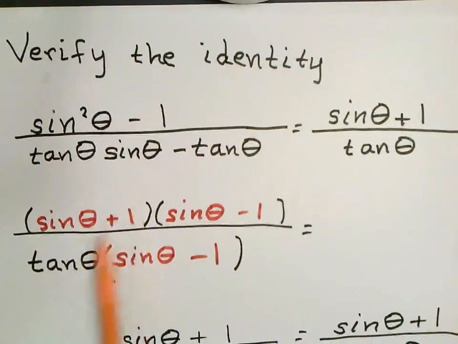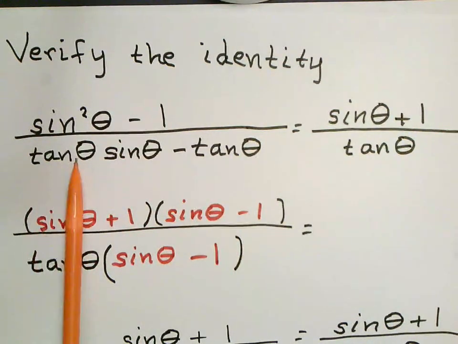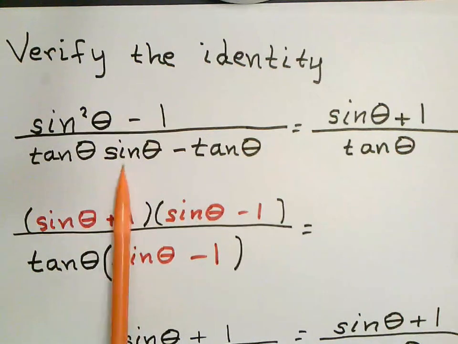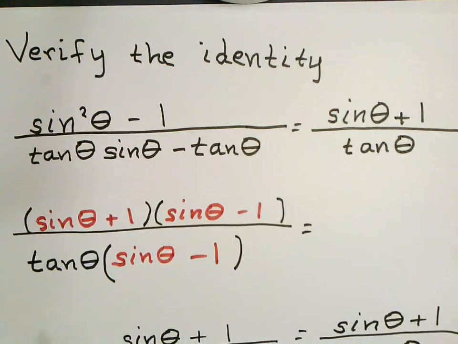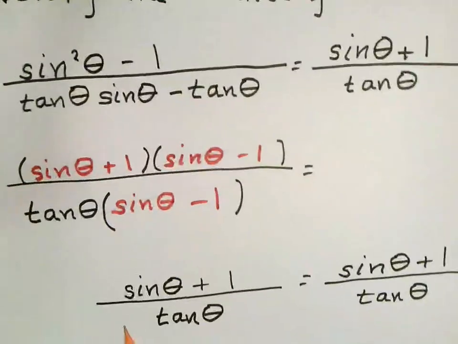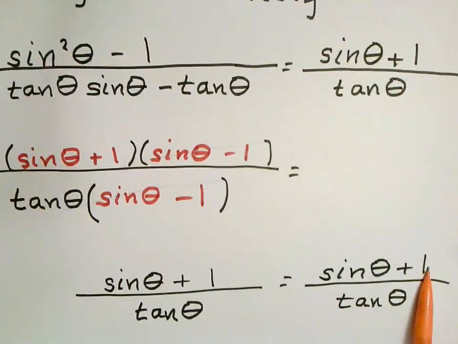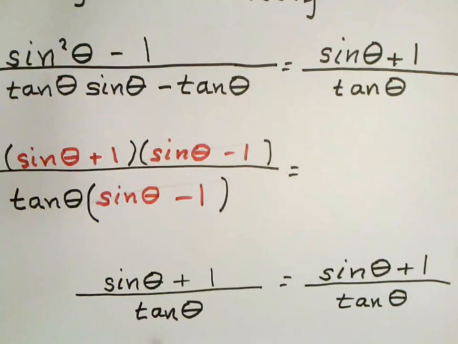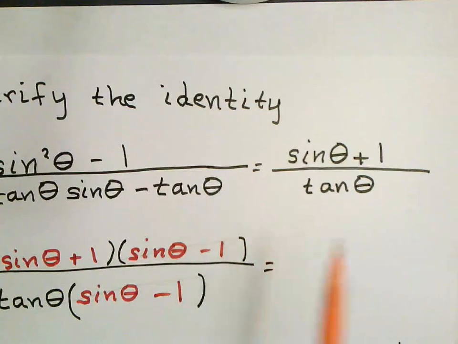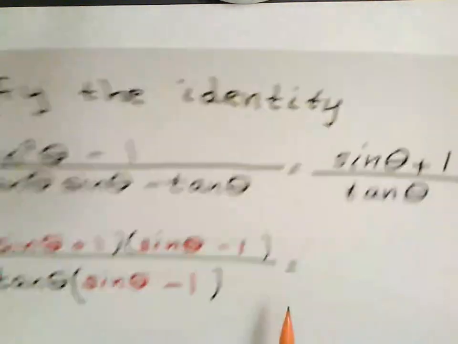Then in the denominator, I'm going to factor out the tan of theta from each of these two terms. So when I factor out the tan of theta, I'm left with, in the parentheses, sine of theta minus 1. And I always go back and check when you're factoring, check by using the distributive property. Now, notice that the sine of theta minus 1 and the sine of theta minus 1 cancel out. So what I'm left with is sine of theta plus 1 over tan of theta equals sine of theta plus 1 over tan of theta. And we have proved that the left-hand side is equal to the right-hand side, and we have verified the identity.